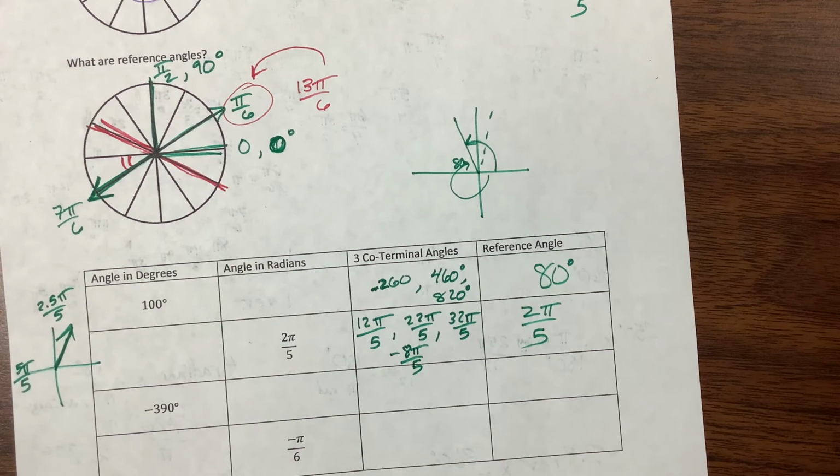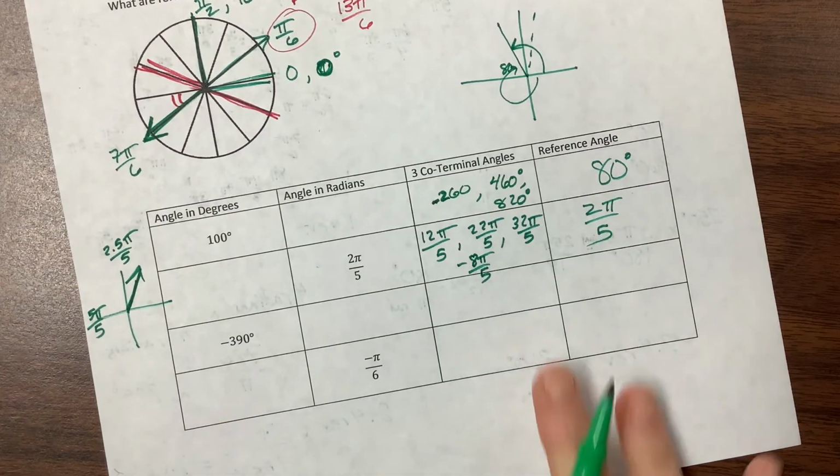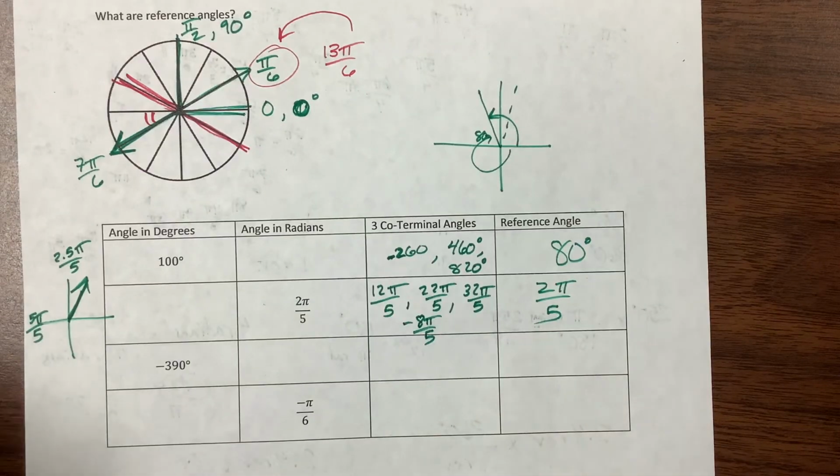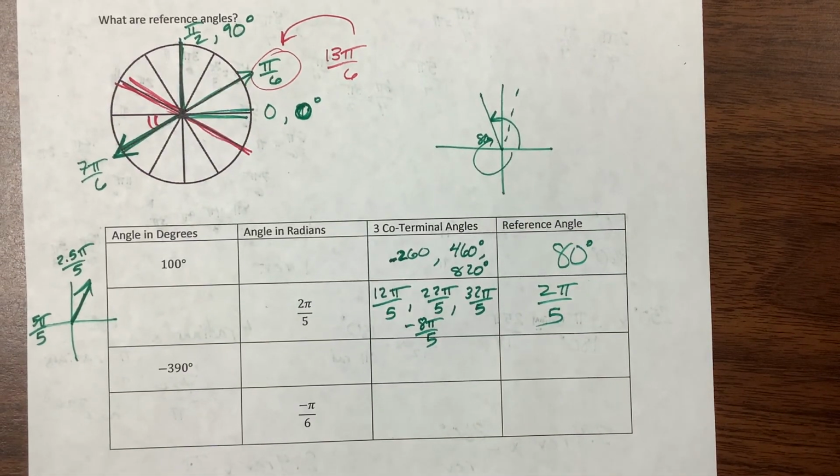You might be aware that there are infinitely many coterminal angles. So go check my answer key for the other ones, because I'm done making this video. Practice, practice, practice. It'll make more sense the more you practice.